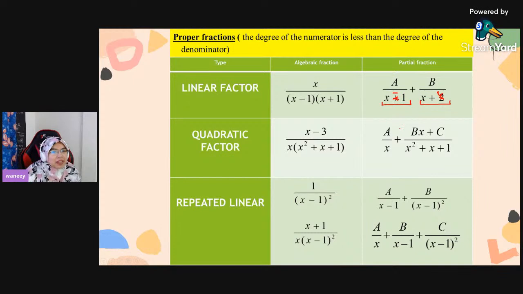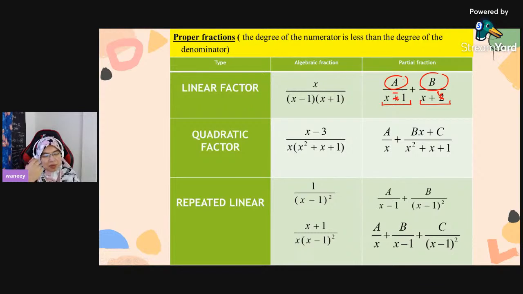Okay, tak apa. Right, so for example, x minus 1, x plus 1, those are linear factors. So we will separate them into two. The first one is something over x minus 1. The second one is something over x plus 1. Basically, if you have a linear factor, that means at the top is a constant. So now our job is to find out what the values of A and B are.